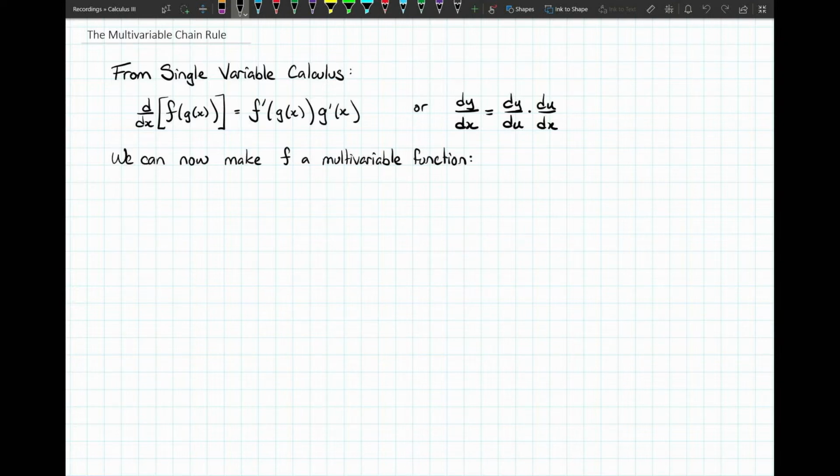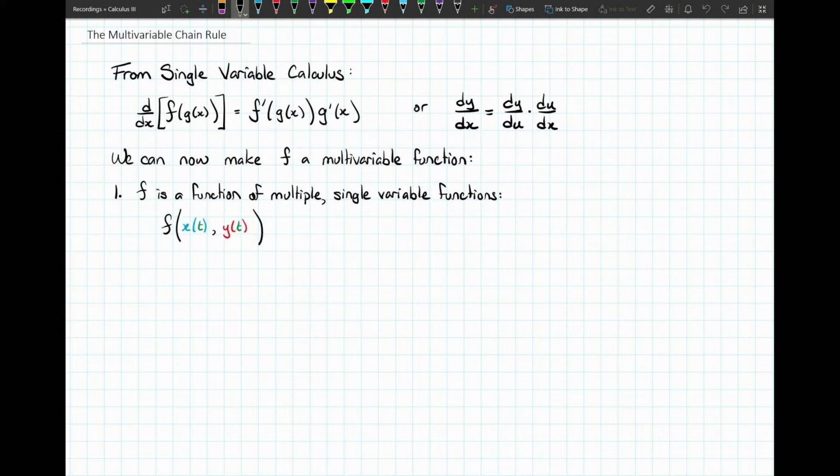We're going to start off now by changing f so that it's a multivariable function and not a single variable function. And there's a few different cases we may want to consider. Let's start off with a case where f is a multivariable function and it's a function of multiple single variable functions. As an example, we could say that maybe f is a function of x and y, but x and y are quantities that are dependent on t. So we can treat x as a function, x of t, and we can treat y as a function, y of t.